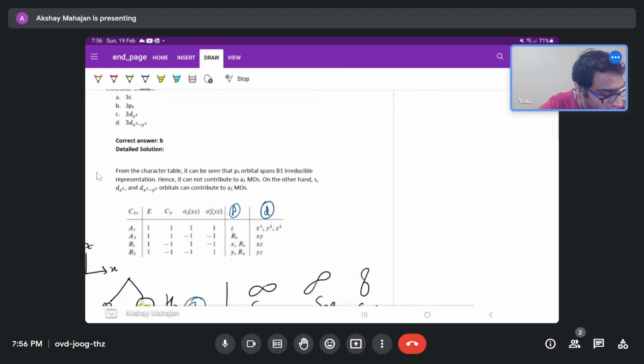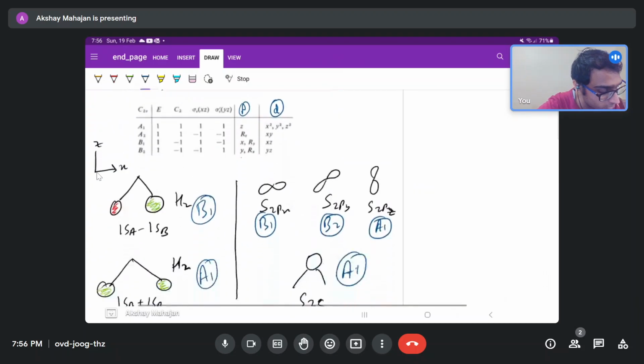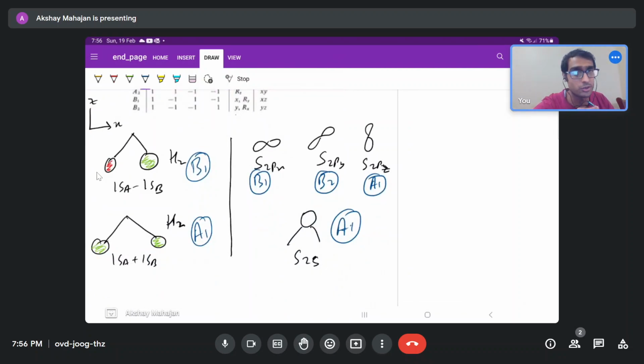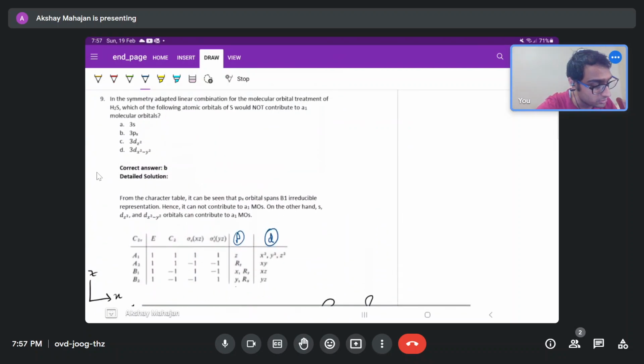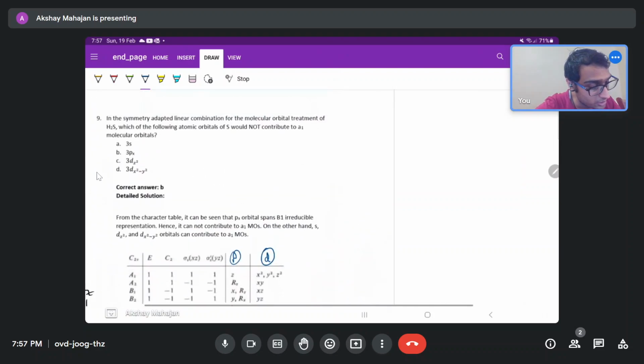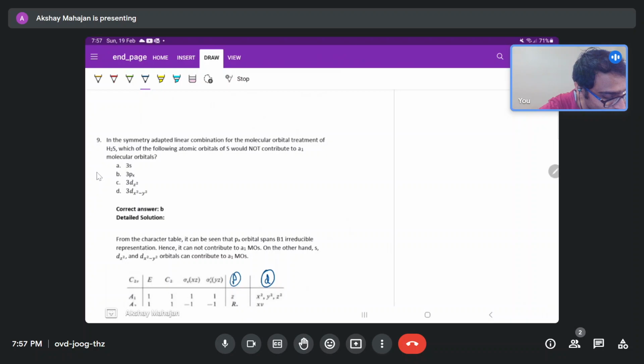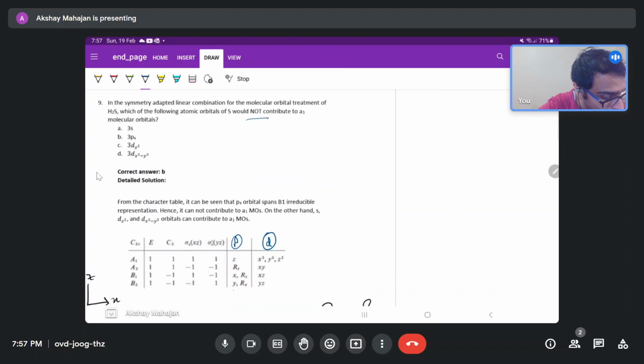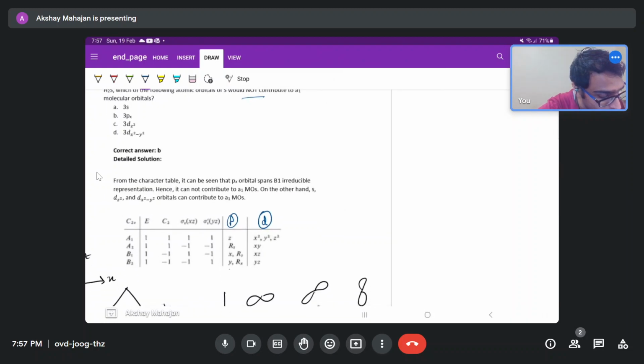Now what has been asked is, okay, this is a recap of what H2O is done. So it will also have a similar thing, and basically we will have some wave function of this A1, psi A1. Similarly psi A1 is C1 times the orbital and everything, but here the question is a little different. The symmetry adapted combinations which are fine would not contribute to A1 molecular orbital. So just from the character table, it can be seen that for the s orbitals, 3s will contribute to A1.